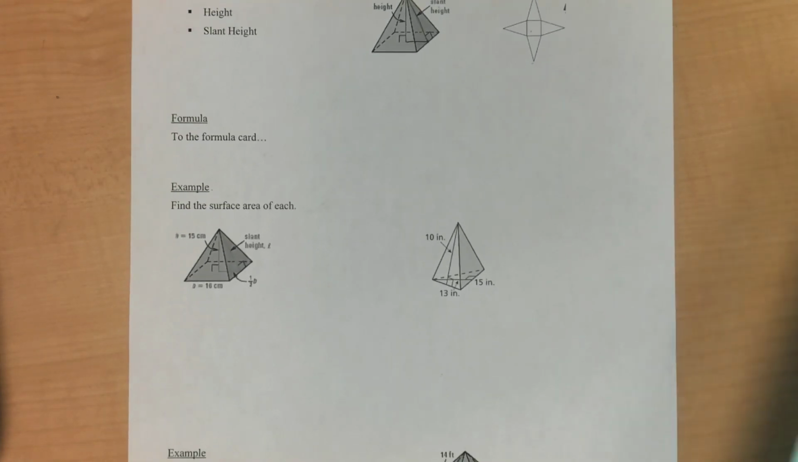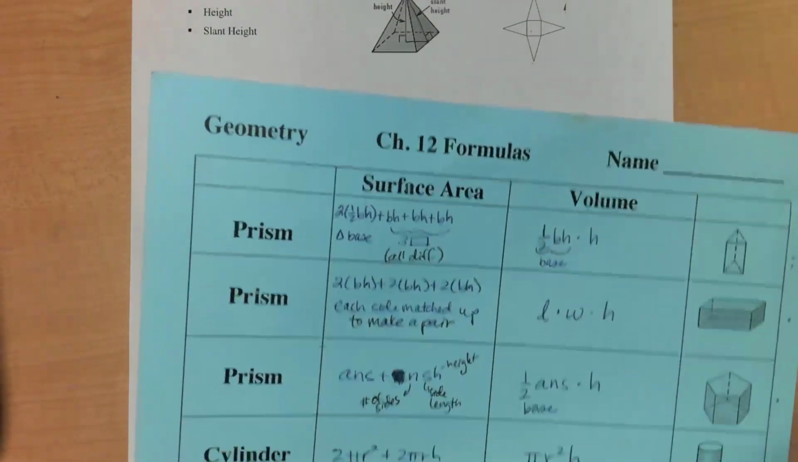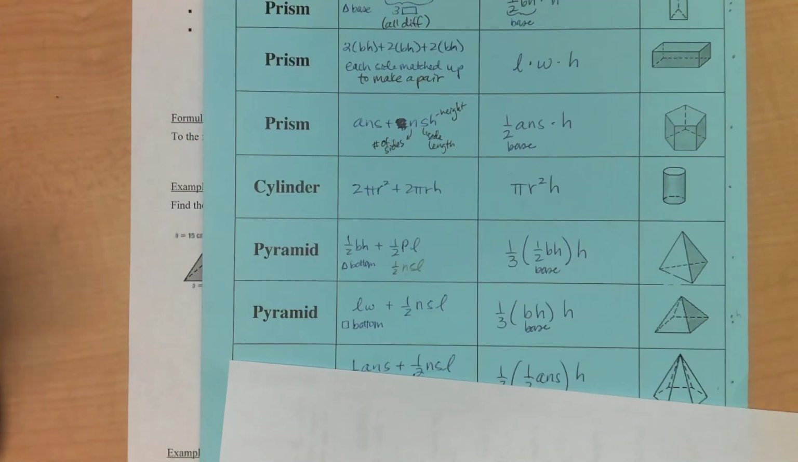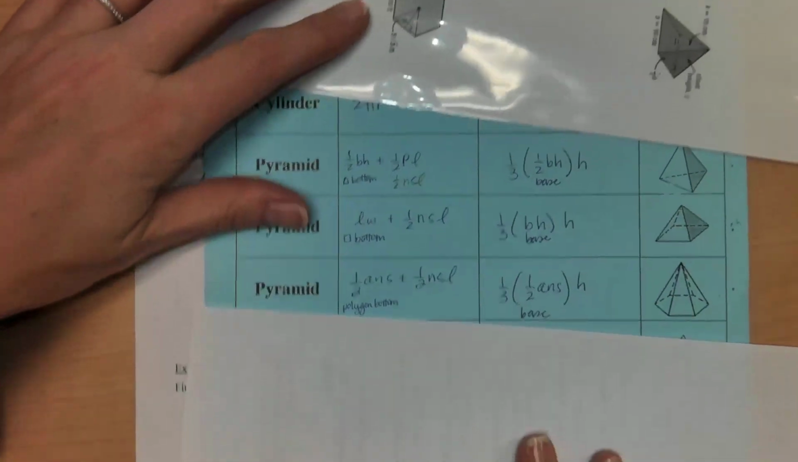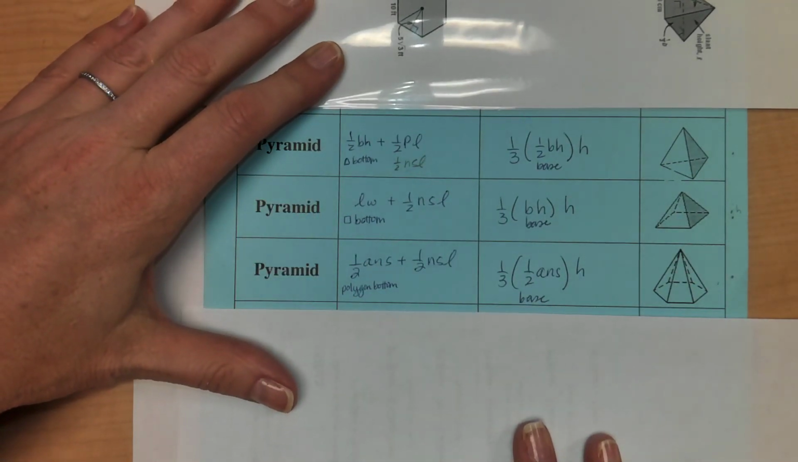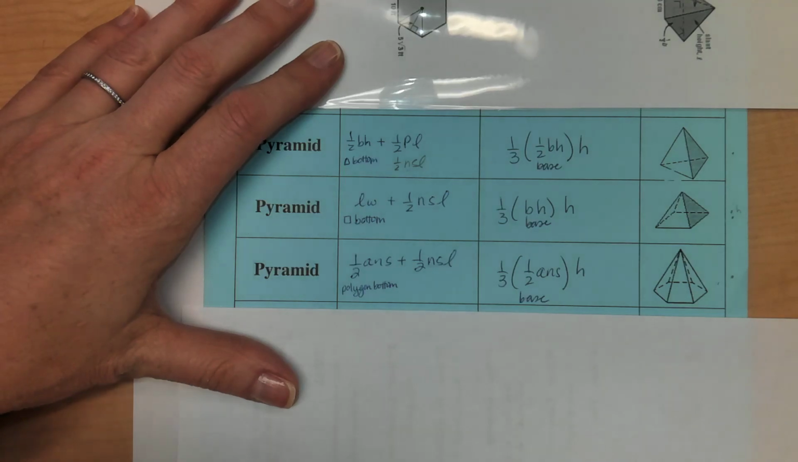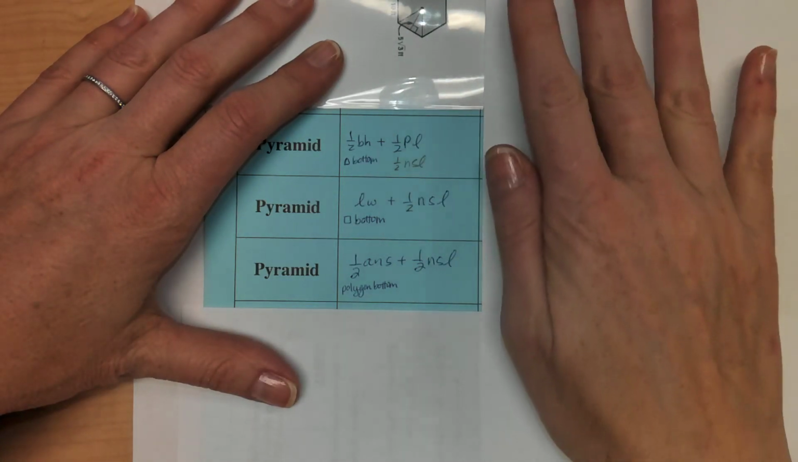So to the formula card. Sorry, mine's already filled in, so I'm just going to cover some things up so you focus in on just our pyramids. We've got 3 different types for our pyramids. Sorry, one more thing. Cover up the volume so you don't copy those down yet.